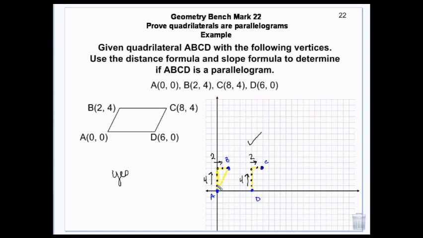So all you have to do is count the distance between the two sets of points. If they match, you have a parallelogram. If they don't match, you don't. And that saves all of this algebra that you don't have to now calculate.